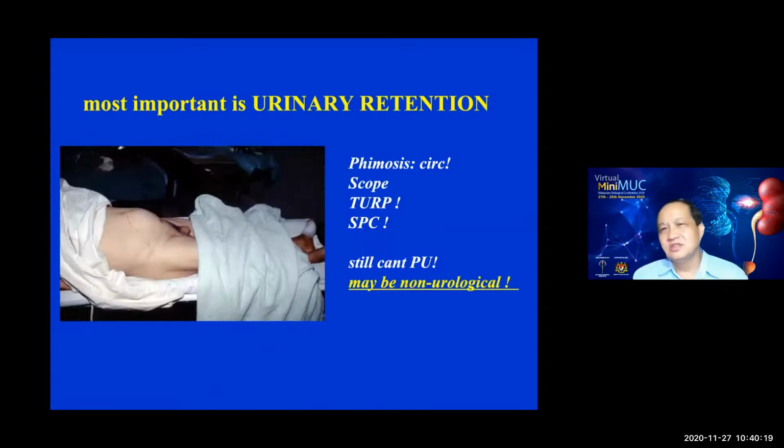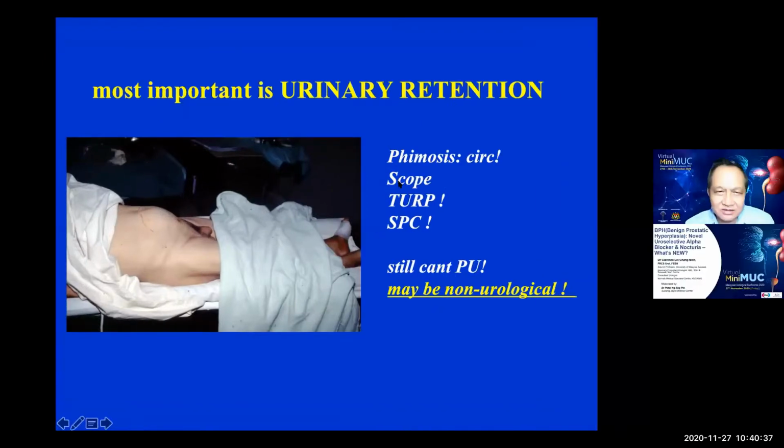Storage symptoms, voiding symptoms. And the most important symptom eventually is urinary retention. Okay, this patient, I always show this slide when I give a lecture. This patient had many procedures done already. He had circumcision done, phimosis. He had scope done. Then he had PRP done. And mind you, these were done in the top hospitals in Kuala Lumpur. This slide was taken when I was in Kuala Lumpur. And he still got retention.